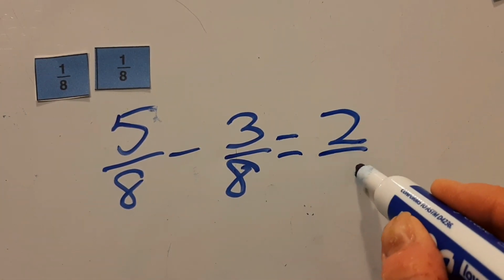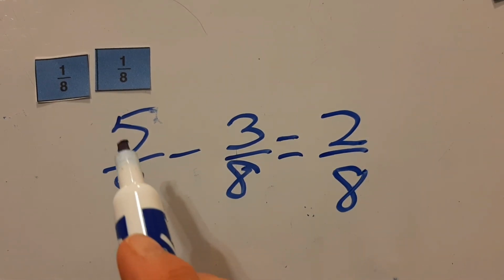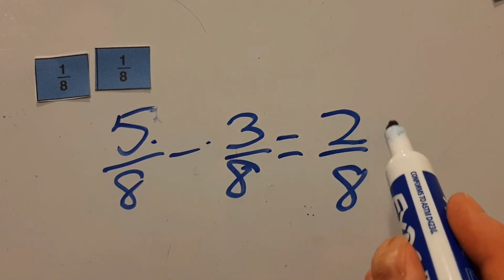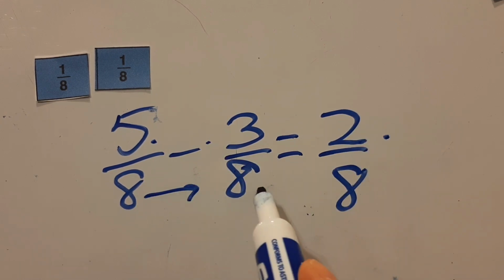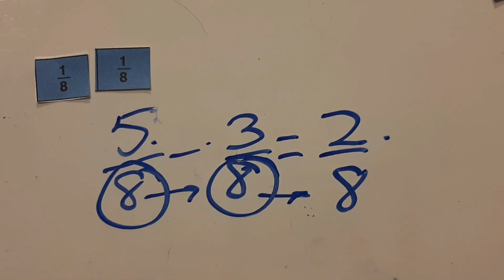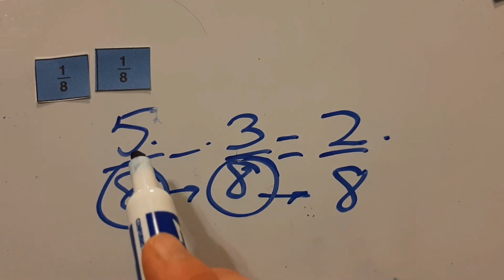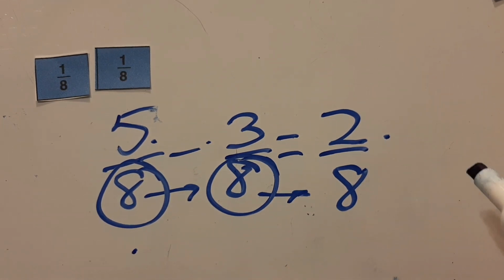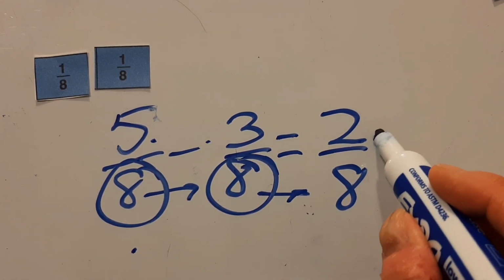Equals 2/8. Now, notice it's just the same thing. 5 minus 3 is 2, and then we keep the denominator the same. Once again, you have to have the same denominators to subtract fractions. So 5/8 minus 3/8 equals 2/8, but you know that we can put this into simplest form.